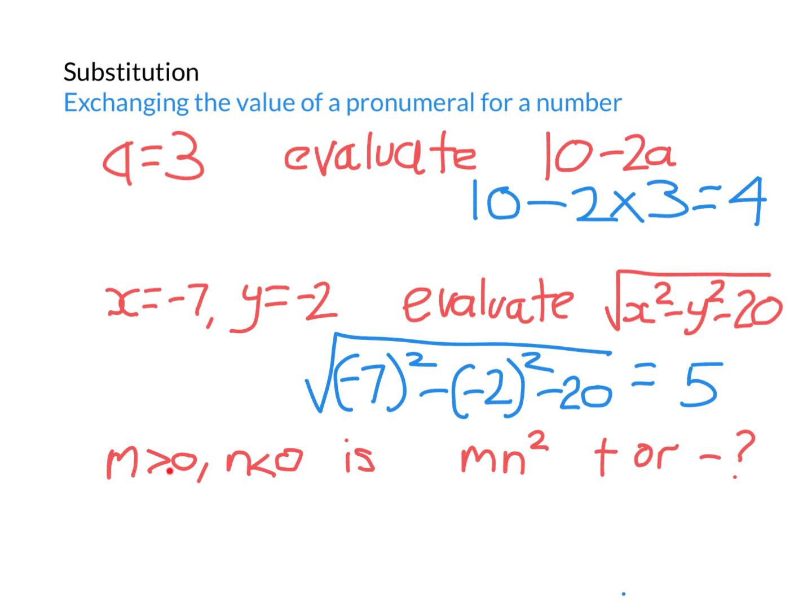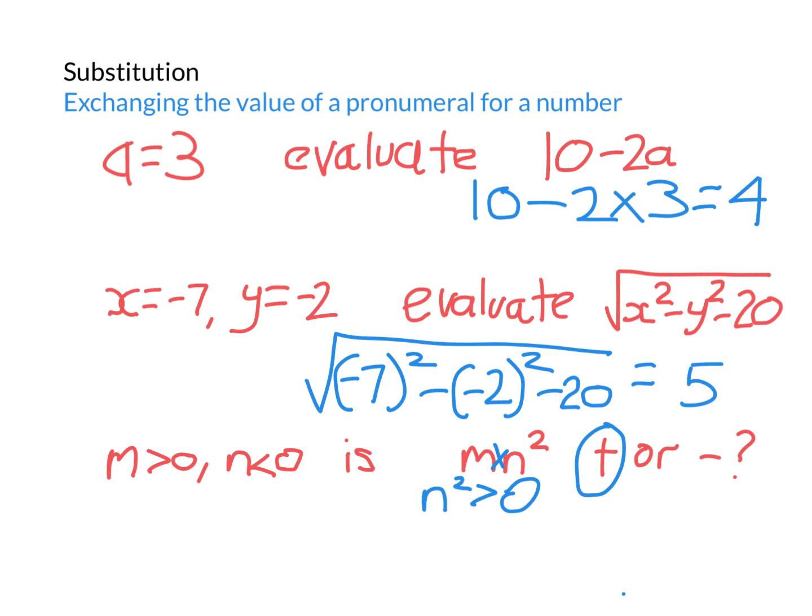Alright, so this one here says if m is positive, that's what m greater than 0 means, and n is negative, is mn squared positive or negative? So remember, mn squared means m times n squared. No operation written in algebra means it's a times. So note that even if n is negative, n squared is always positive. So we write it like that. So m times n squared is a positive times a positive, and so it would be positive. Another way you can do this, substitute any positive number for m, any negative number for n, you will always get a positive number.